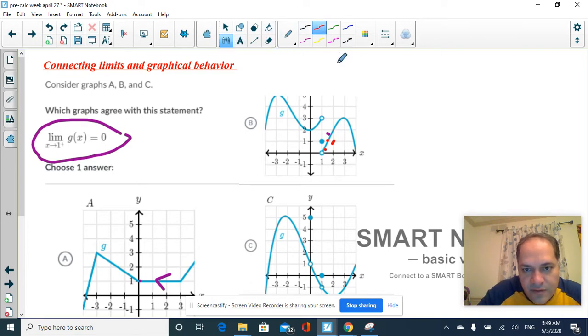So here it approaches 1 from the right, so approaches what? 0? Yes, so this is the correct answer. C, if you check C, x approaches 1 from the right-hand side here. So it stops at what? -1. So this is not correct either. Okay, what about the next question?